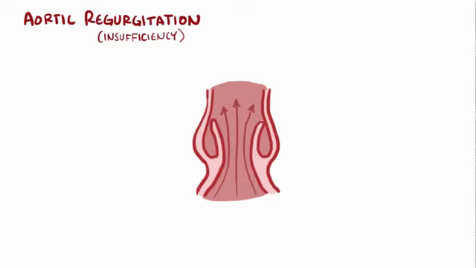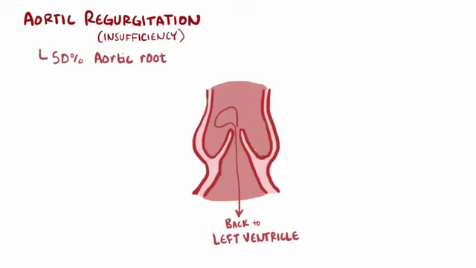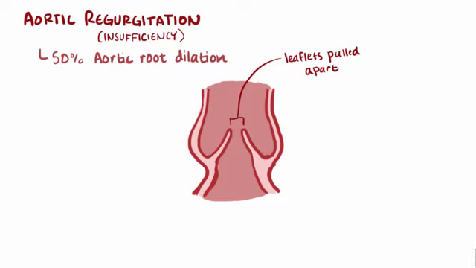What about aortic regurgitation? Well, normally right after the ventricle pumps blood out through the aortic valve, the valve shuts and remains shut until the ventricle fills again. With aortic regurgitation, or sometimes aortic insufficiency, blood flows back from the aorta into the left ventricle during diastole, or during ventricular filling. About half of cases are caused by aortic root dilation, which is where the root dilates or gets bigger, and in doing so pulls apart the leaflets, making it harder for the valves to fit snugly together and close all the way, and letting some blood flow backward.